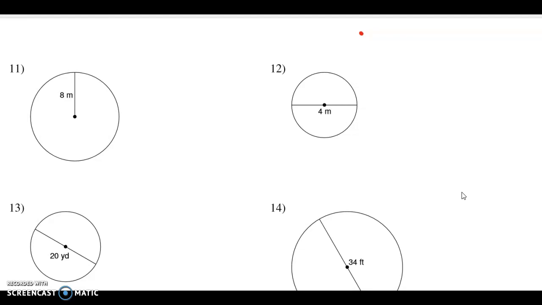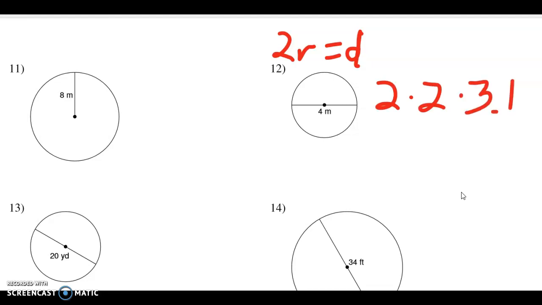However, they did not give me a radius. They gave me a diameter. Well, I know that 2r, so 2 times my radius, equals a diameter. So knowing that, all I have to do is divide that by 2. Well, 4 divided by 2 is 2. So I set up my problem. I have 2 times 2 times 3.14.